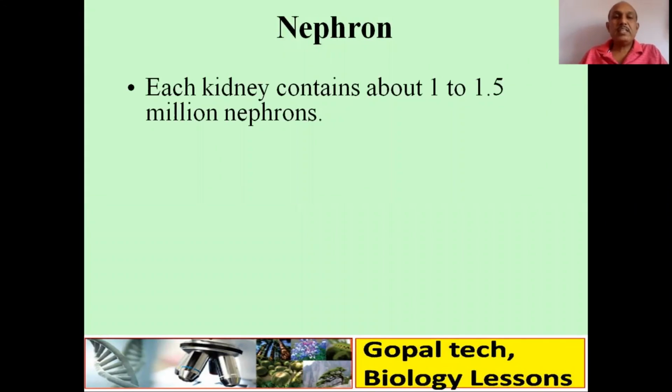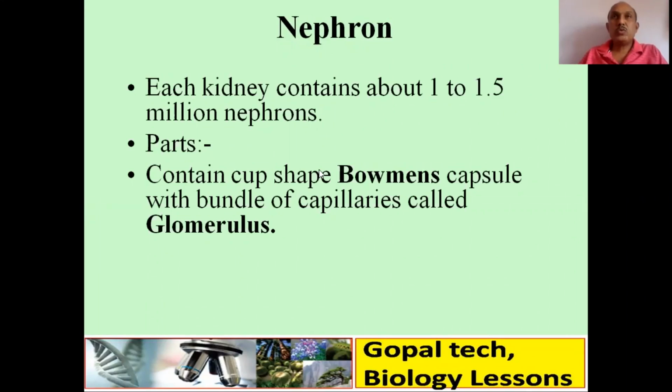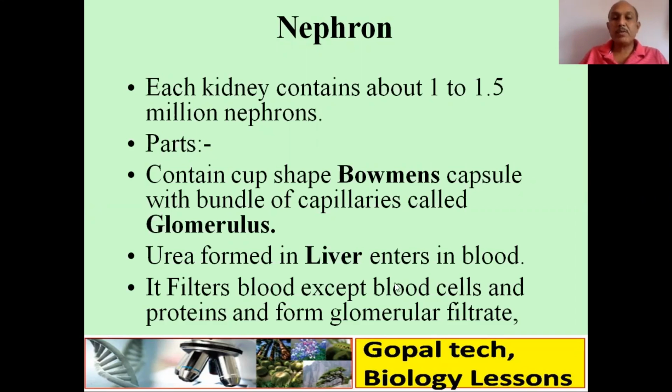Nephron. Each kidney contains about 1 to 1.5 million nephrons. It contains a cup-shaped Bowman's capsule with a bundle of capillaries called a glomerulus. Urea is formed in the liver and enters the blood, and the blood is filtered except for the blood cells and proteins, forming the glomerular filtrate. So it will filter out everything except blood cells and proteins. Everything else, the useful and waste materials, becomes filtrate, and that filtrate is called glomerular filtrate.